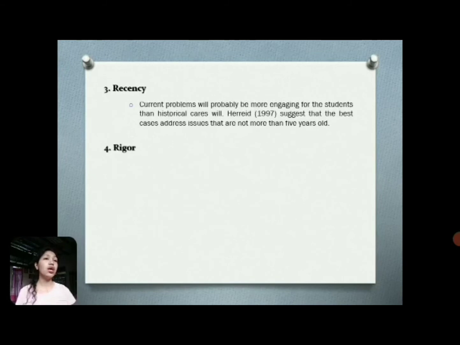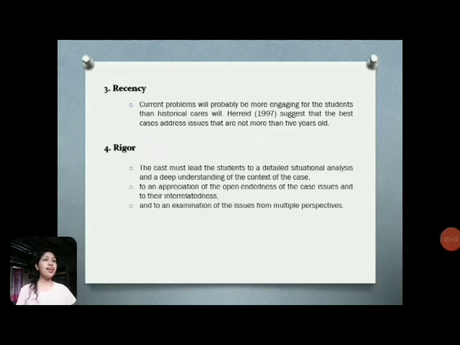Next, number 4, rigor. The case must lead the students to a detailed situational analysis and a deep understanding of the context of the case, to an appreciation of the open-endedness of the case issues and their interrelatedness, and to an examination of the issue from multiple perspectives. So the case should address issues that require collaborative discussions.